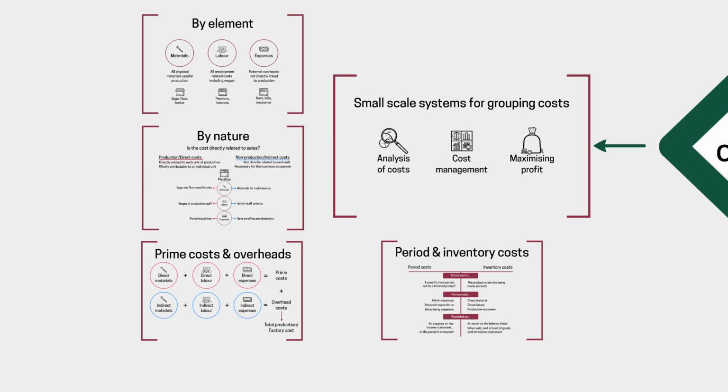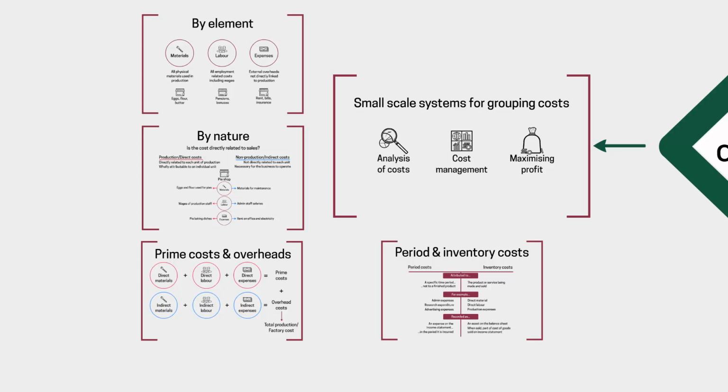But you can see this is a step-by-step process where you first break down everything by whether it is material, whether it is labor, whether it is an expense. You then break it down further by asking yourself whether it's directly related to sales or whether it's indirectly related to sales, and therefore you can then split these elements down again as we did in this example here. Once you have done that, you can calculate your total prime costs, which is the sum of all your costs that have now been broken down by both nature and element, and your overhead costs, which are your indirect costs that have also been broken down by element.